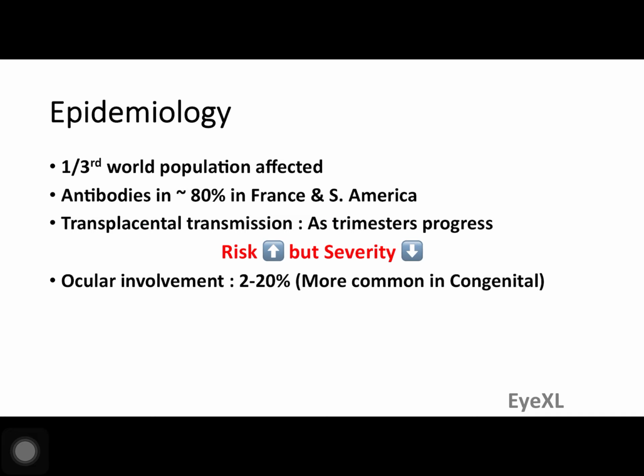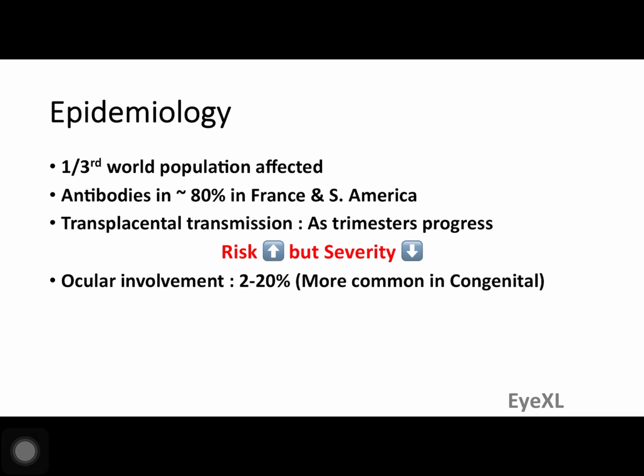It just means that the organism is so widely prevalent in the world that at any point of time, one third of the world's population has the organism in the body. So it's a highly prevalent organism. Antibodies are seen in almost 80% of the population of France and South America as a whole, and this is because the immune system is pretty good while tackling Toxoplasma. This has been a very old organism. It has been attacking humans for ages, and consequently the immune system has also adapted very well to this organism.